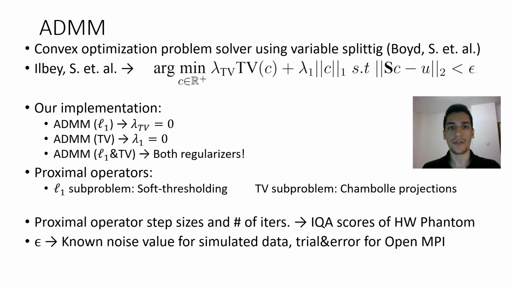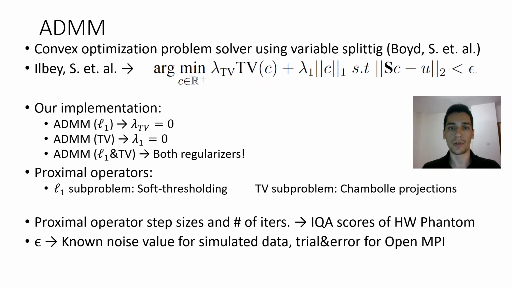ADMM is a powerful framework for convex optimization problems. It uses variable splitting, and this enables the algorithm to introduce as many regularizers in the problem as desired. Previously, an ADMM-based method was used for MPI image reconstruction in the literature.